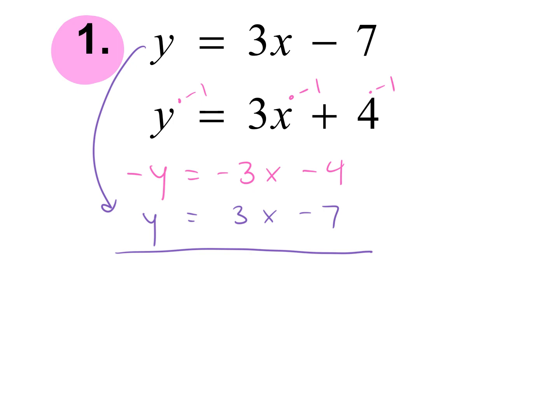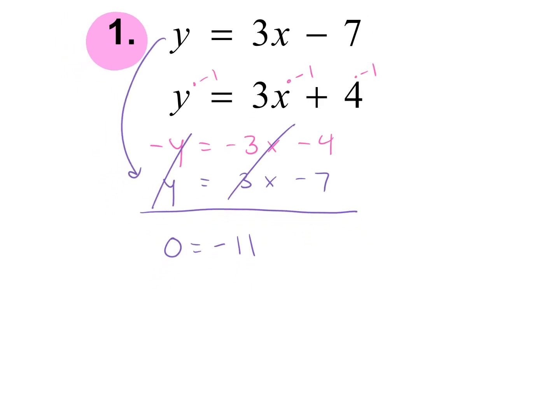What happens to the y's? They cancel. So what am I left with on the left side? 0. What's negative 3x plus 3x? 0. They cancel too. What's negative 4 minus 7? Negative 11. Does 0 equal negative 11? So what would my answer be? No solution.